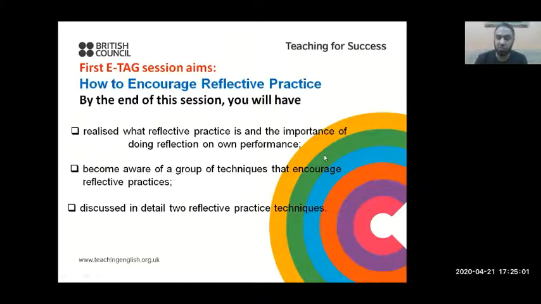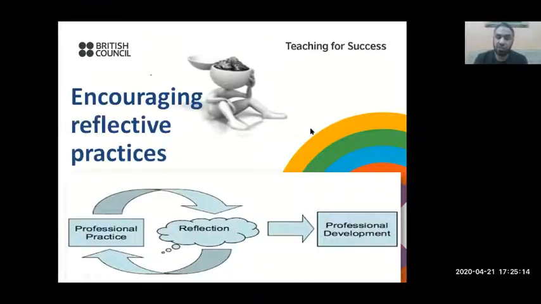So today we are going to learn two different techniques for practicing reflection inside our class or about our job as teachers. So encouraging reflective practice, look at this diagram.